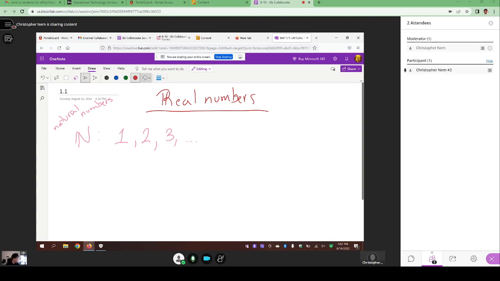And then eventually, several centuries later, somebody decided to create what's called the whole numbers. This is a scripted W. The whole numbers only have one difference with the natural numbers, and that is, instead of starting at 1, we're going to start off with the number 0. And then it is the exact same number set, with the exception of 0, and it continues on forever.